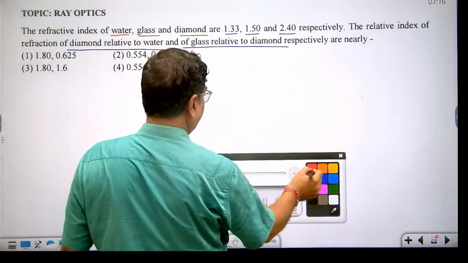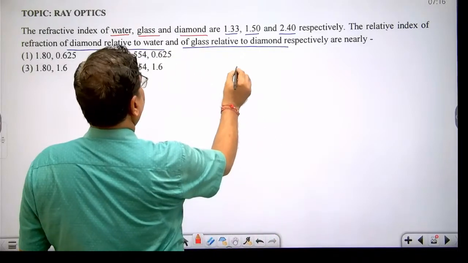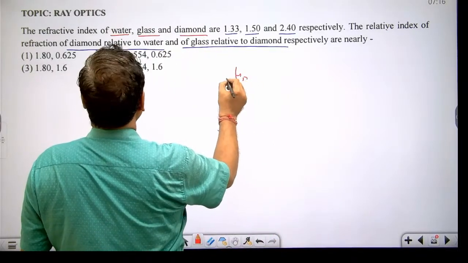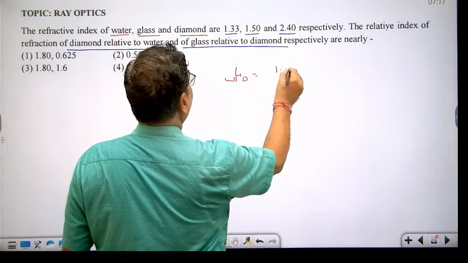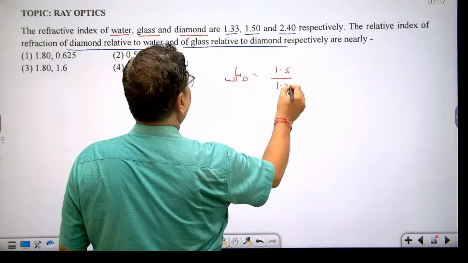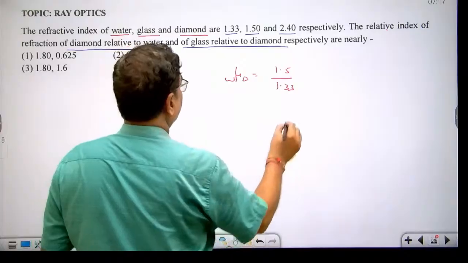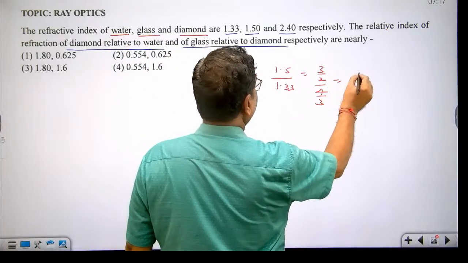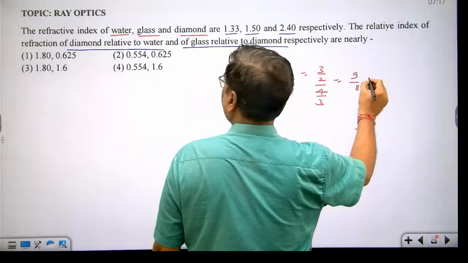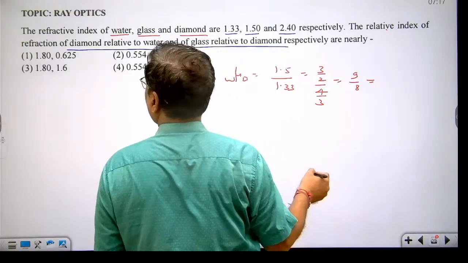See here, diamond relative to water equals refractive index of diamond divided by refractive index of water. So this will be 3 upon 2 upon 4 upon 3, means how much? This is 9 upon 8. 9 upon 8 means how much?